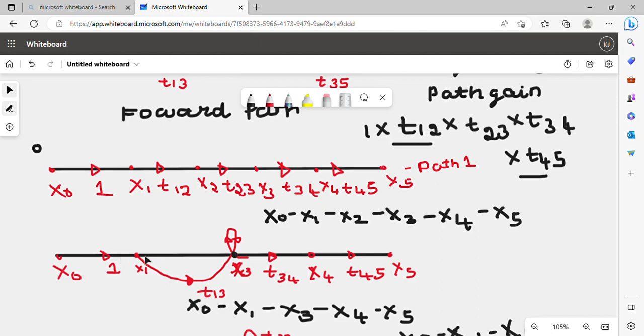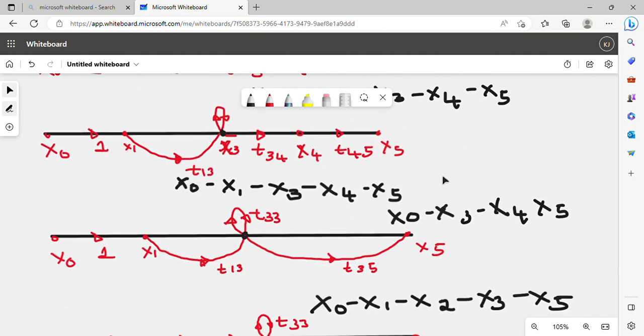This is x0, this is x1, from x1 it goes to x3, and from x3 it comes to x4 and xy, right? And my next one is x0, x1, x3 and xy. I'm really sorry for the mistake over here. Just a minute.